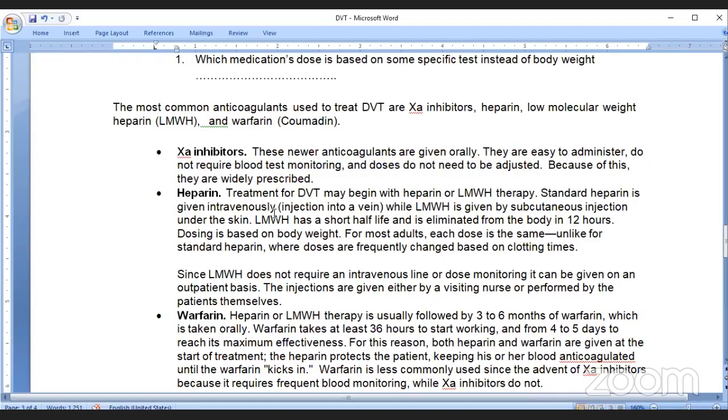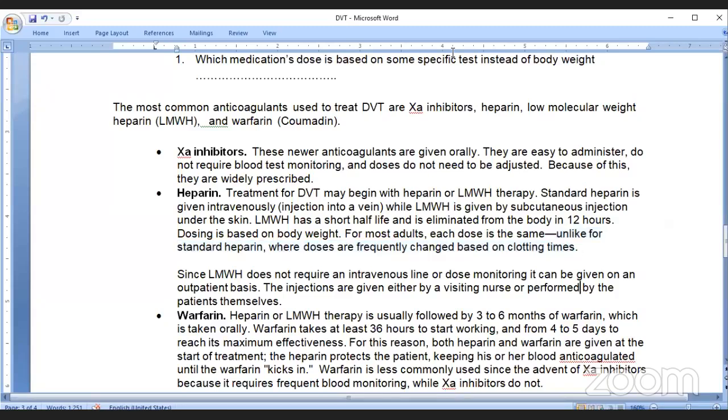Standard heparin is given intravenously, IV, while low molecular weight heparin is given subcutaneously, under the skin. Low molecular weight heparin has a short half-life and is eliminated from the body in 12 hours. Dosing is based on body weight. For most adults, each dose is the same, unlike standard heparin, where doses are frequently changed based on clotting times.